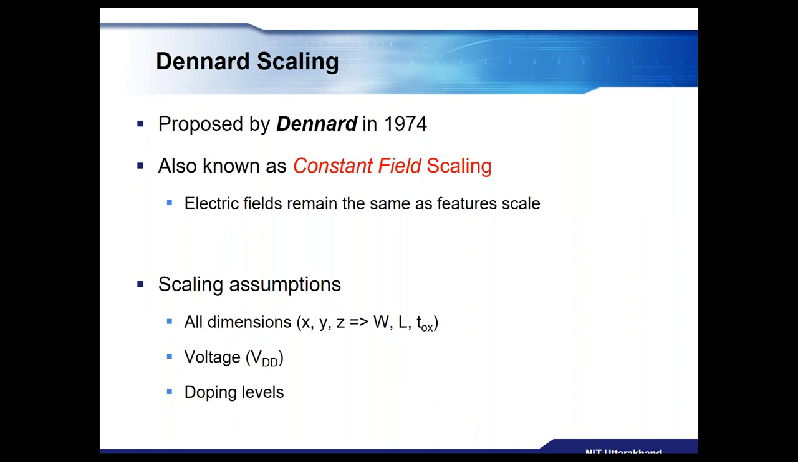Why did they want to reduce the voltage levels? Why did we want to keep the electric field constant? Because we want that whatever the characteristics in long channel devices, the same characteristics we can get in the short channel devices also. That is the main motto. Whenever we want similar characteristics, we go for the constant field scaling method.